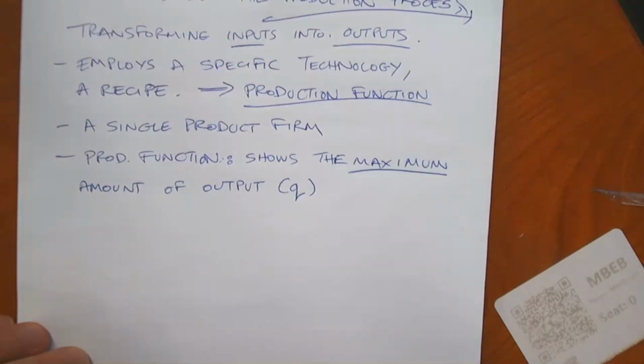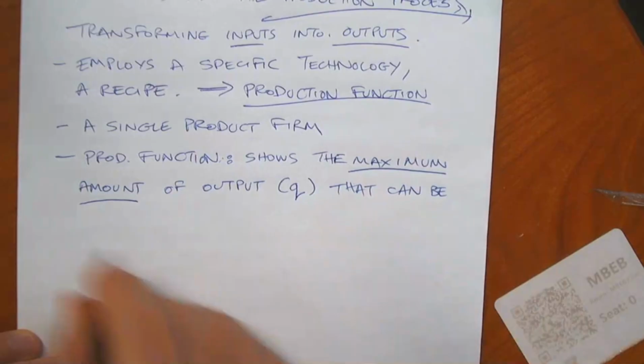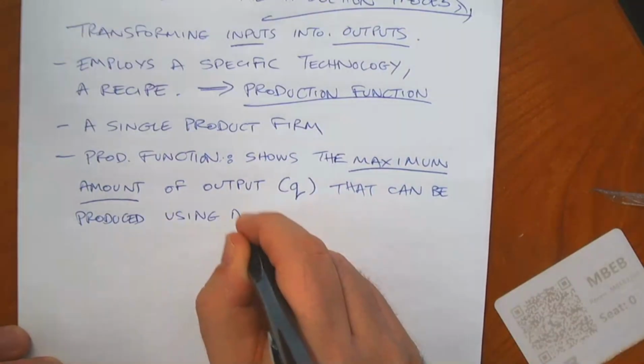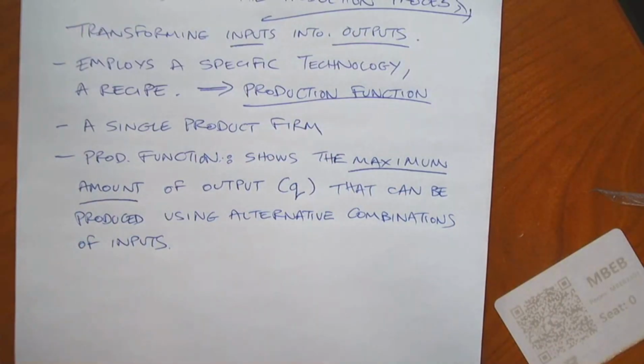So yes, the maximum amount of output that can be produced using alternative combinations of inputs. And that could be capital or labor. Now, the production function is a mathematical construct, right? And that should not scare you at all, because you have already seen a lot of mathematical functions of one argument, two arguments, n arguments, right? So this is essentially what economists are doing here.